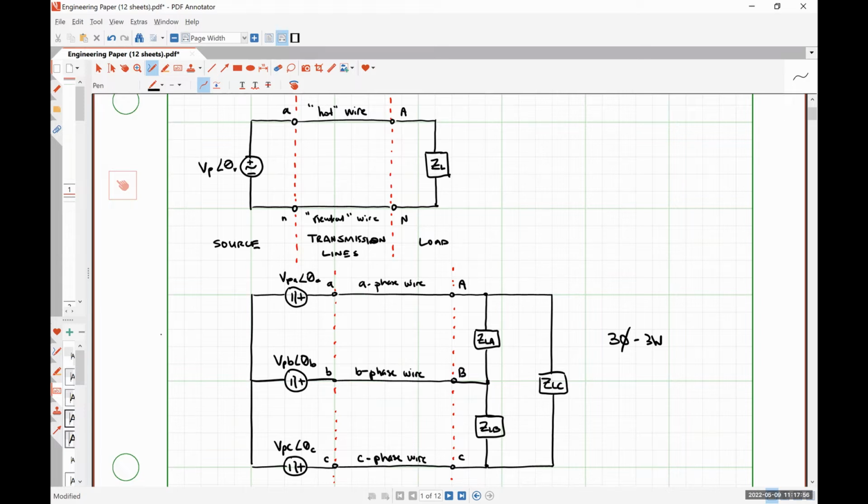All right, so we have very basically talked about why we use three-phase distribution. Now let's talk about how we generate three-phase power very, very briefly here.